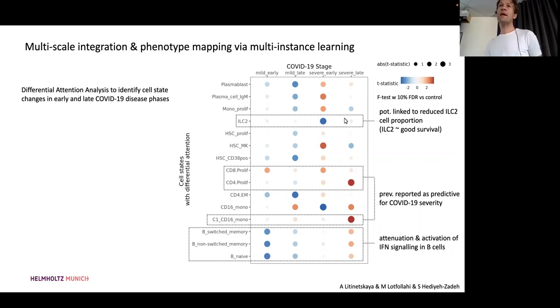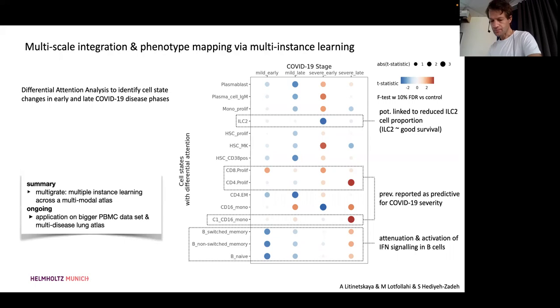And we were thinking, obviously we cannot now fully prove this, because for this we would need a perturbation experiment. We see that this potentially reduced ILC cell proportion could be linked to a decrease in survival, which is known for patients that haven't already seen COVID. Right. So that's the summary.